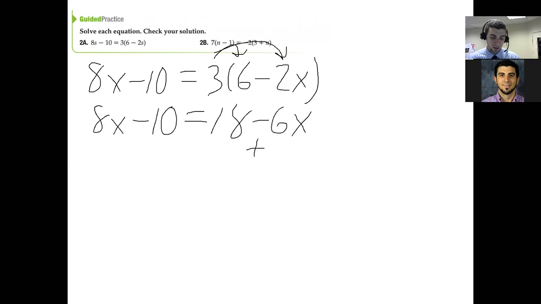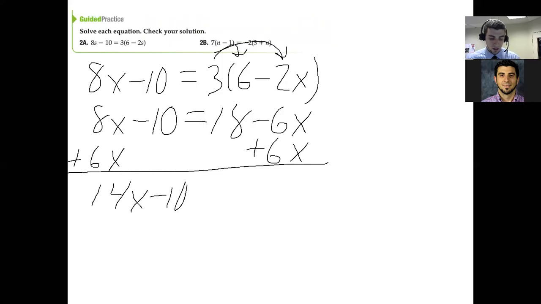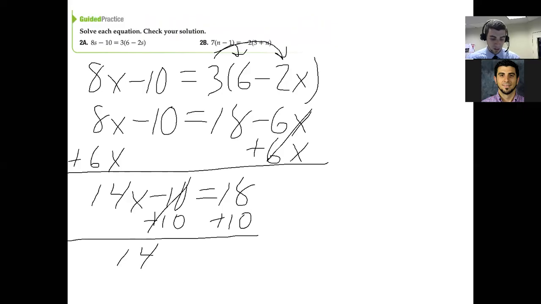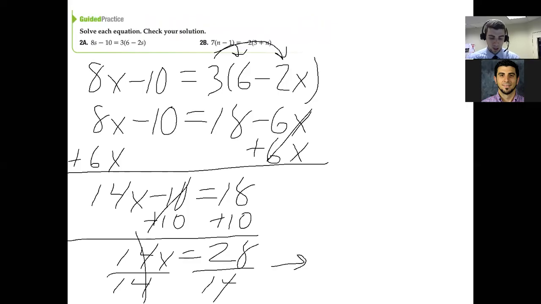Here I would add 6x to both sides, and you'd have 14x minus 10 equals 18. Those cancel. And you'd add 10 to both sides as well. You have 14x equals 28. Divide by 14, and you get x equals 2. Okay?